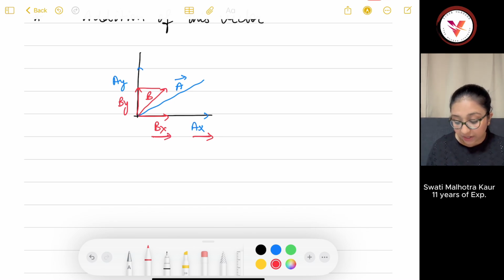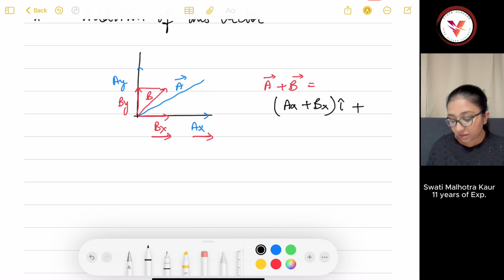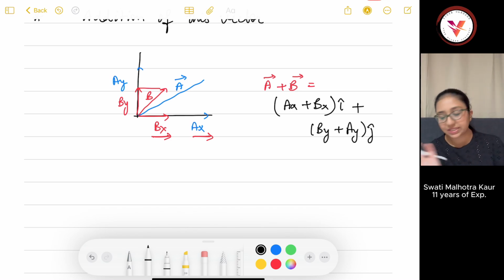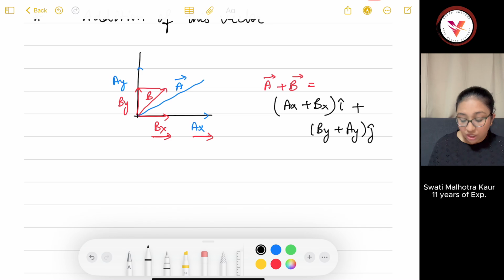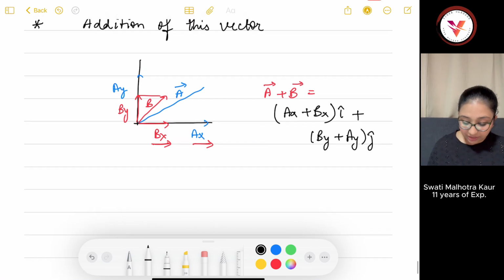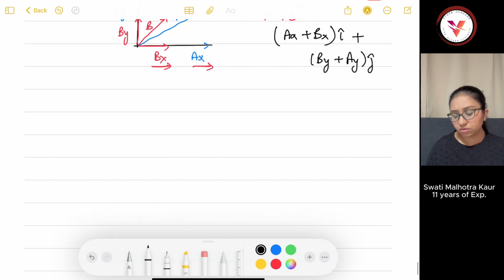So if you need to add a vector plus b vector, all you need to do is to add their components. That means ax plus bx i cap plus ay plus by, and they are also commutative. You can do a plus b or b plus a, it's the same thing. So like that. And if they are in 3D, then the z factor also comes there, like az plus bz.